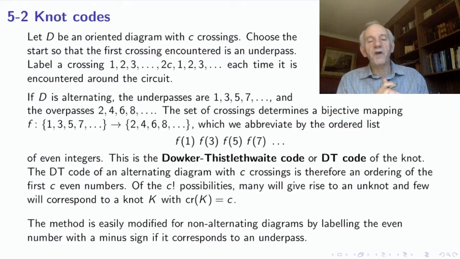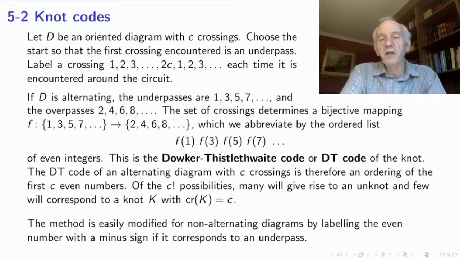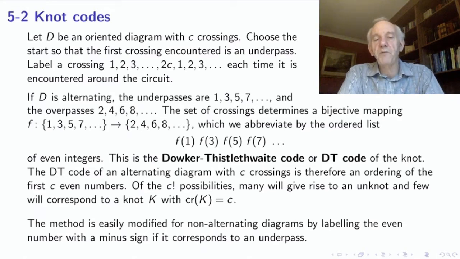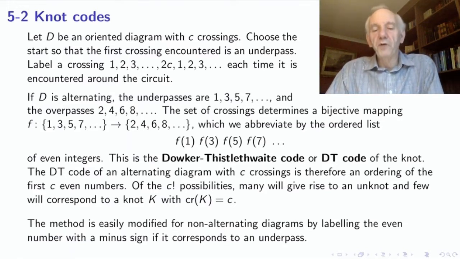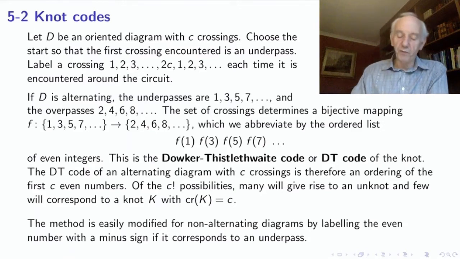So, in fact, if we start with a knot, we'll get a particular code, and we may be able to get different codes representing the same knot diagram. But there will be many other permutations. Most other permutations of those even integers will not represent the knot we're interested in. And then I'll explain with an example how to modify this method for non-alternating diagrams. It's very straightforward.